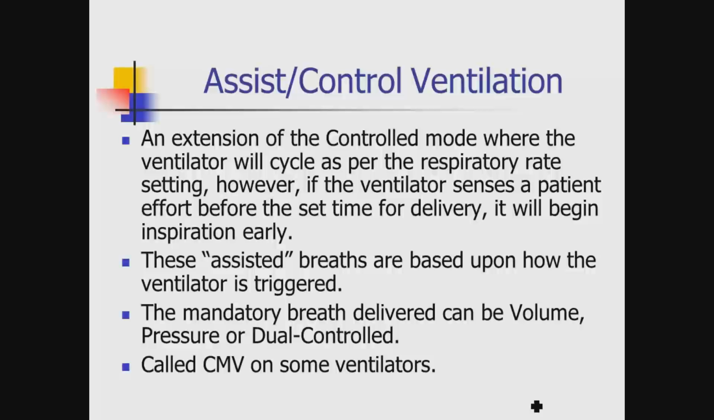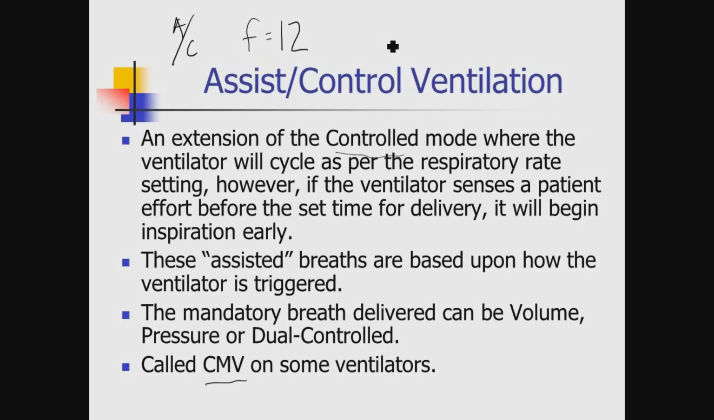The most common type of ventilation is one that we're going to use called assist control. It also is called CMV, continuous mandatory ventilation, on some ventilators, but it's basically the same thing. This is where I have that backup rate that we set in the control mode, where I set my respiratory rate equal to 12, and every 5 seconds it'll deliver a breath if the patient doesn't trigger prior to that point in time.